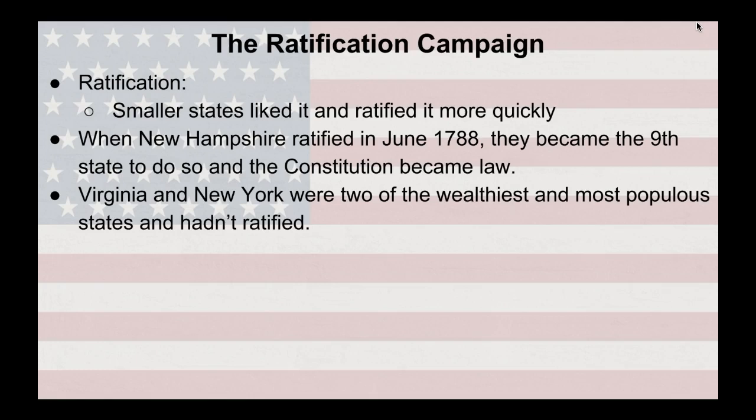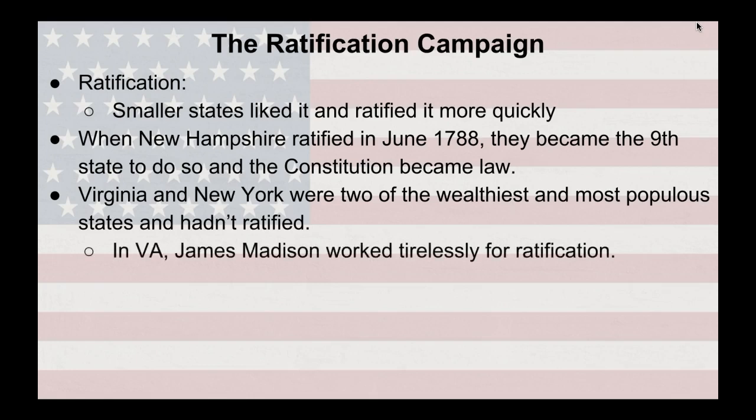In Virginia, James Madison is going to work tirelessly for ratification. James Madison is actually credited with being the author of the Constitution. He is going to work very, very tirelessly for ratification. And he, along with some other individuals, is going to be instrumental in writing those Federalist Papers.